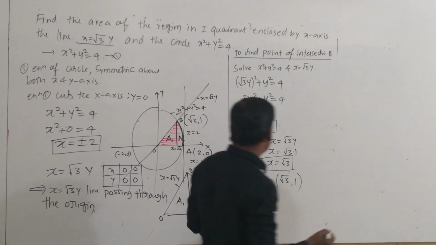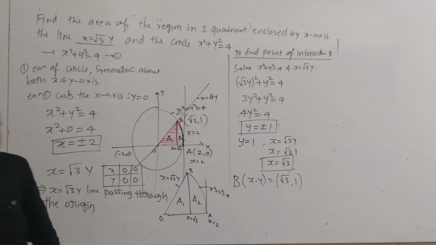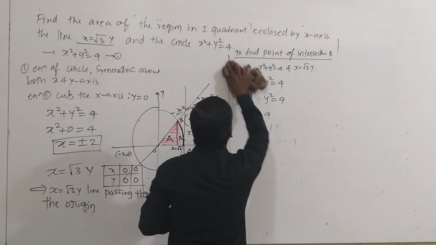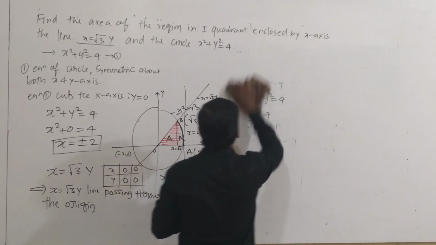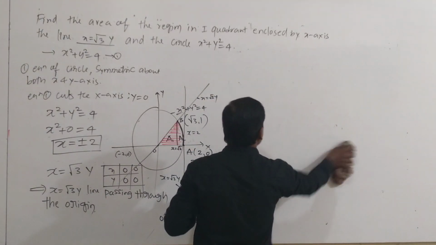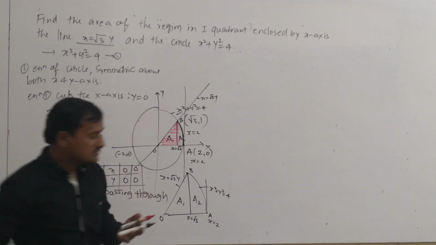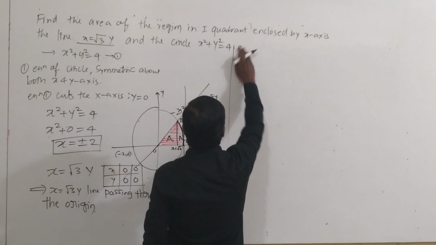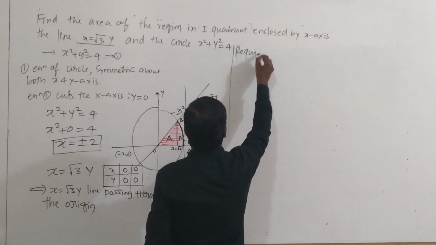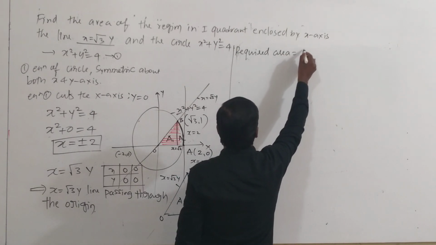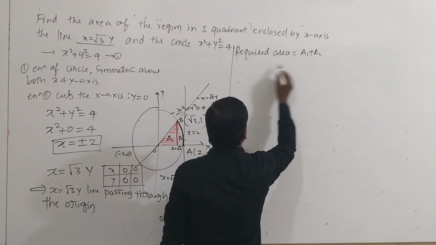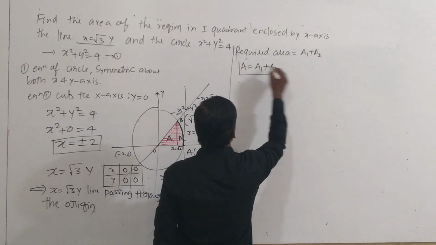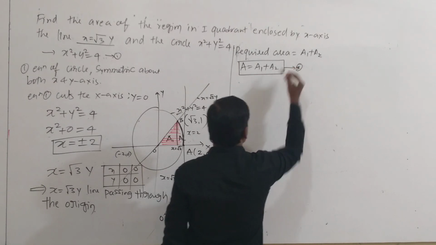Required area. Otherwise I will remove this one, right? So actually we got the point of intersection. So I will remove this one. Next, required area here we should find, okay? Therefore here I will write the required area is equal to A1 plus A2, right? Or A is equal to A1 plus A2, right? Call this as star.